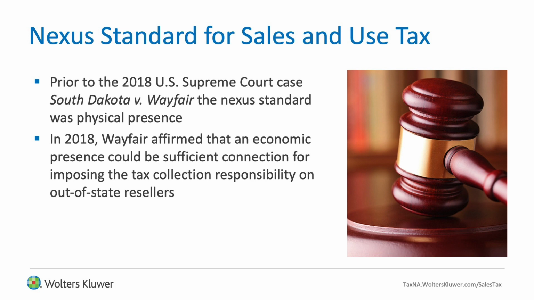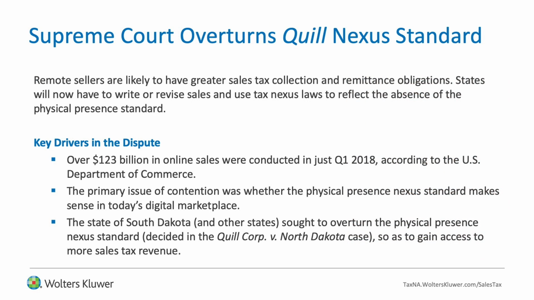So lots of companies have had to start collecting taxes, as I said. Even small companies have met thresholds that they didn't think that they would. And some of the thresholds are running between $100,000 per year of sales to $500,000 per year of sales. So even a small company can meet that threshold relatively easily. So it's really caused a lot of upheaval in the online and commerce industry. So the remote sellers are likely to have greater sales tax collection and remittance obligations.